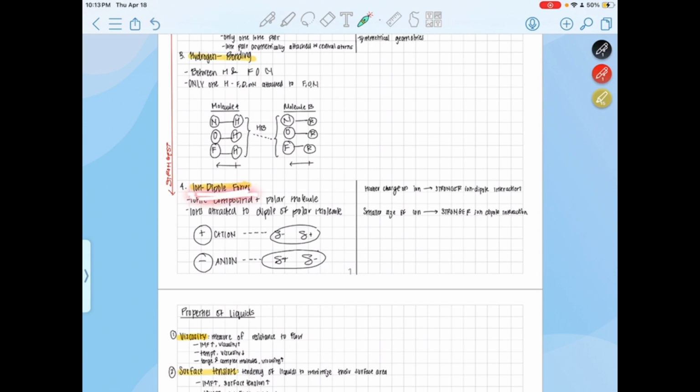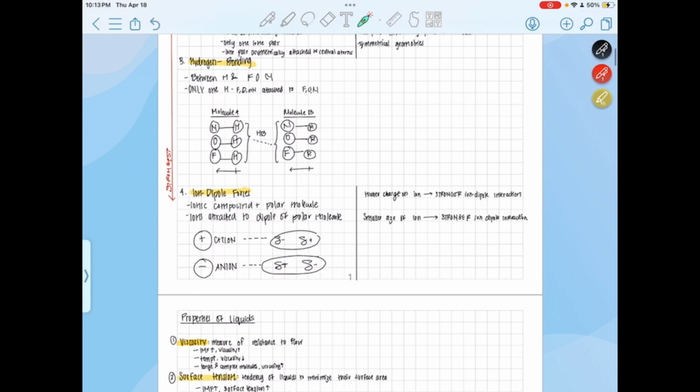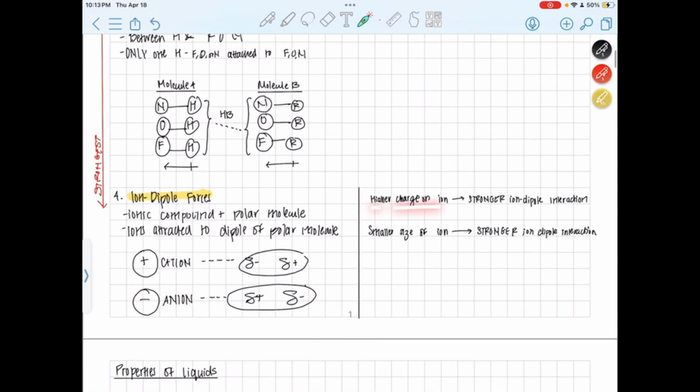Ion dipole forces are ionic compounds plus polar molecules. Ions are attracted to the dipole of the polar molecule. For instance, cations are attracted to the negatively charged side of this molecule. The higher the charge on an ion, the stronger the attraction, which makes sense because they are more polar and they would attract.